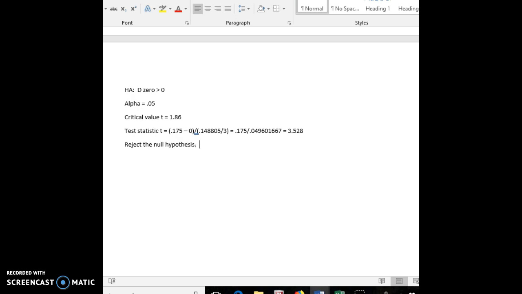Now, as we've done before, let's state our final statement for this hypothesis test. There is significant evidence, and in this case alpha equals 0.05, to reject the null hypothesis. Gasoline type 1 appears to be more efficient than gasoline type 2.